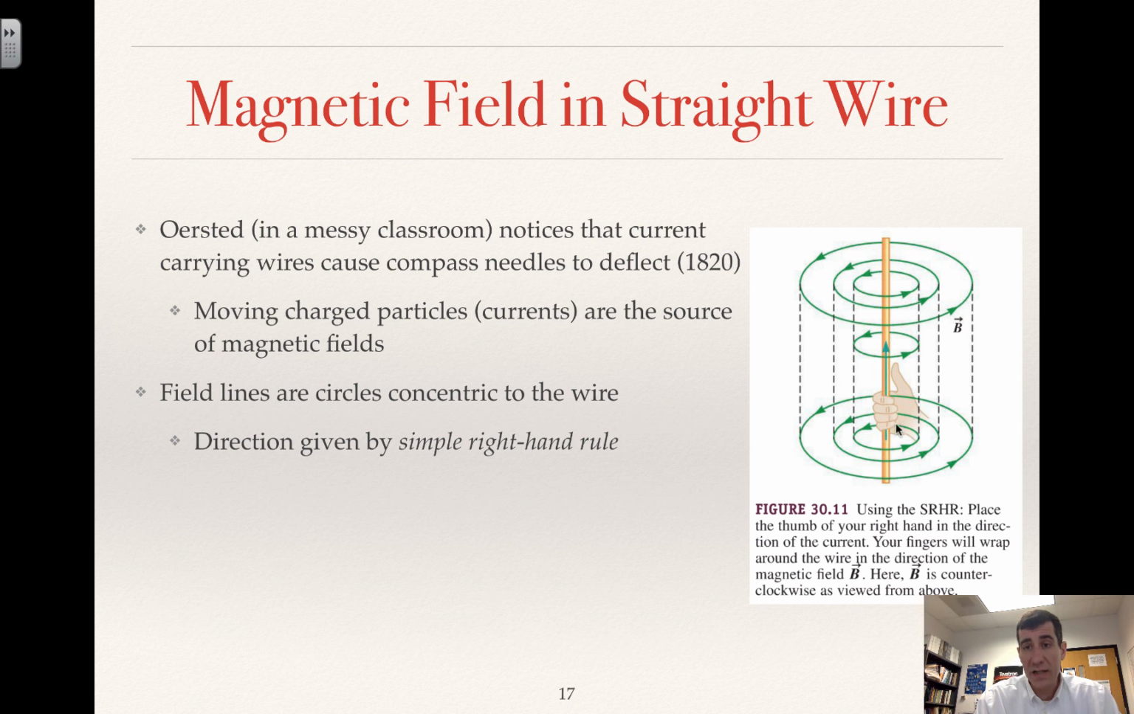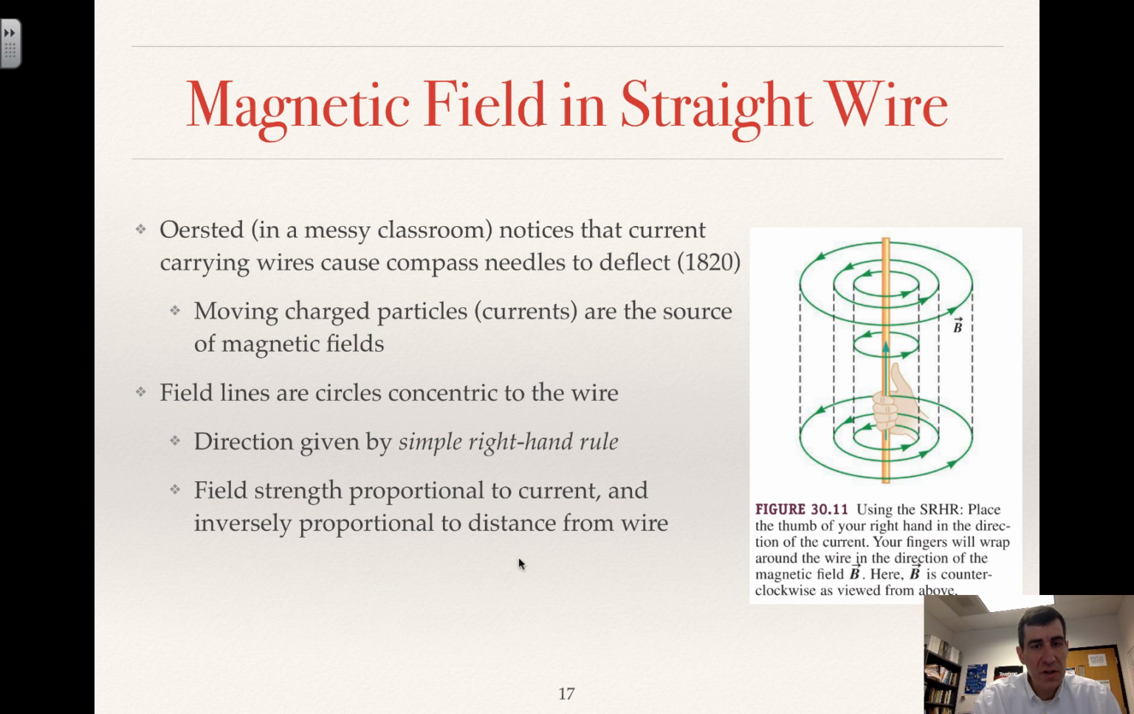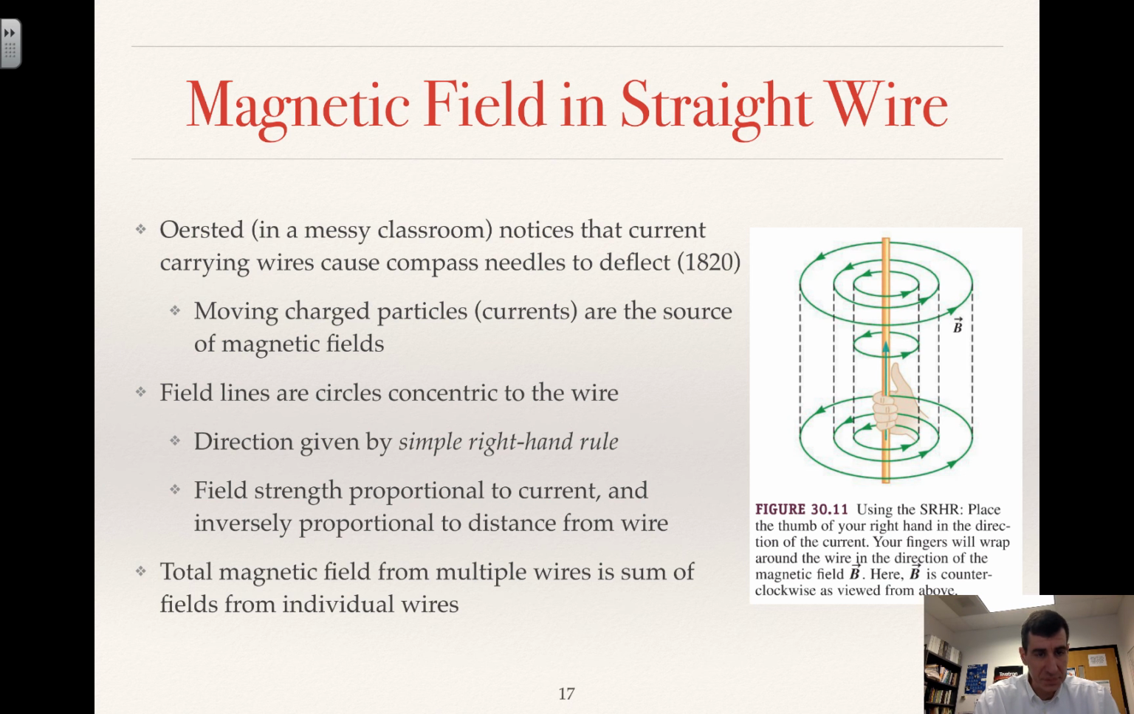So if you have a wire, and let's say the current is going up, you take your thumb and point it in the direction of the current, and then your fingers will wrap around and point in the direction of the field lines. You can see here, the current is up, so the field lines wrap around in that direction. The field strength, of course, is going to be proportional to the current. So the more current, the stronger the field is going to be. And it's inversely proportional to the distance from the wire. So the further you are away from the wire, the weaker the field is.